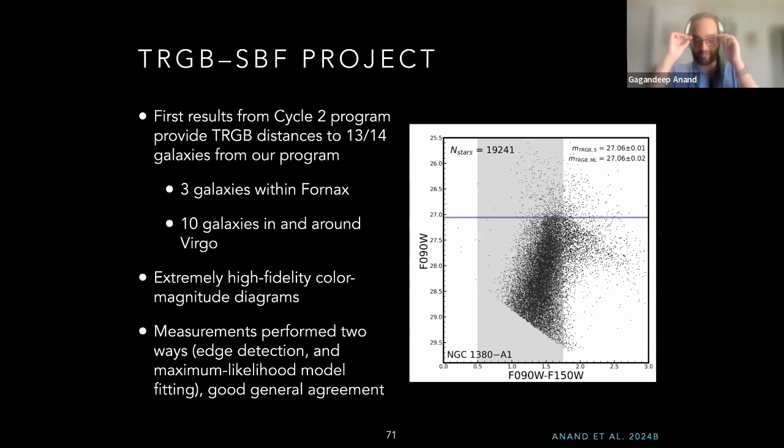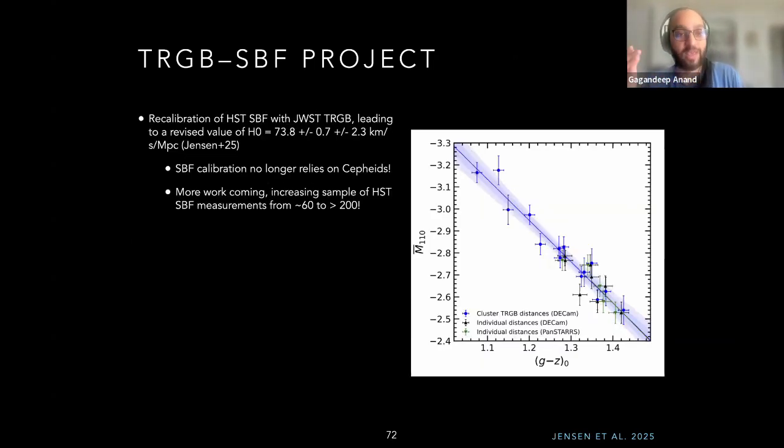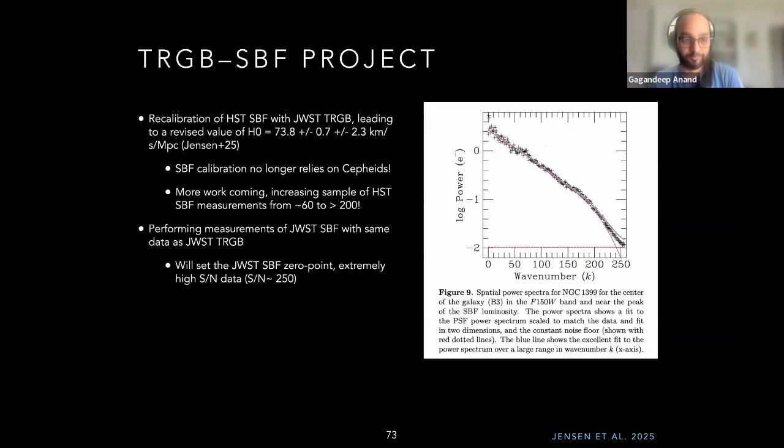And so taking that a step further, what's going on with the project. The next step was to actually recalibrate the HST surface brightness fluctuation ladder with JWST TRGB. I mentioned how there was a mix of Cepheids and TRGB calibrating the HST surface brightness fluctuation ladder. We've removed all of the dependence on Cepheids, and we're only using the JWST TRGB. It turns out it gives you pretty much the same answer, which I guess is maybe not a surprise. But there's more work incoming on also increasing the HST SBF sample from something like 60 galaxies to 200 galaxies.